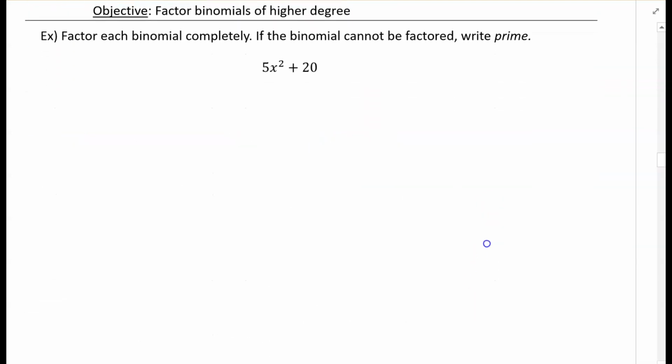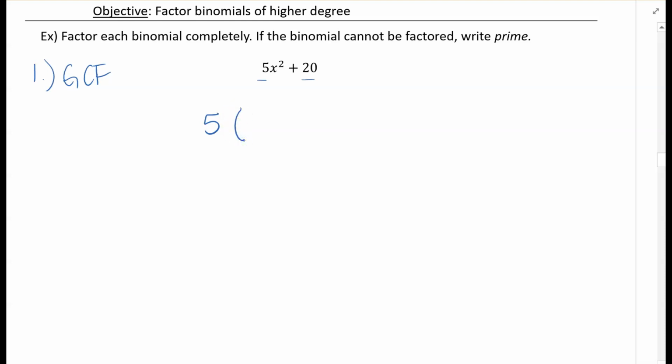All right, next example. We have 5x squared plus 20. It's the same thing. You want to check for GCF. Do they have something in common? I have a 5 and I have a 20. 5 goes into 20, so that's a common factor. You want to take out their 5. They don't have any x's in common, so the only thing you can take out is 5.